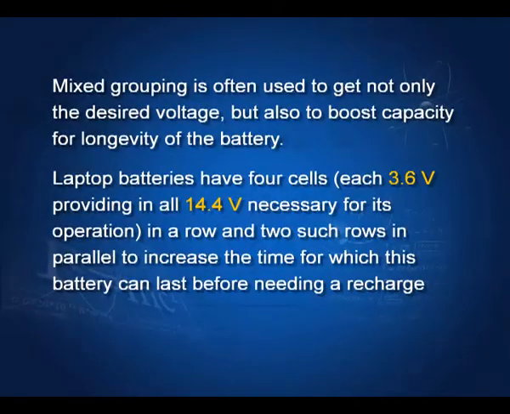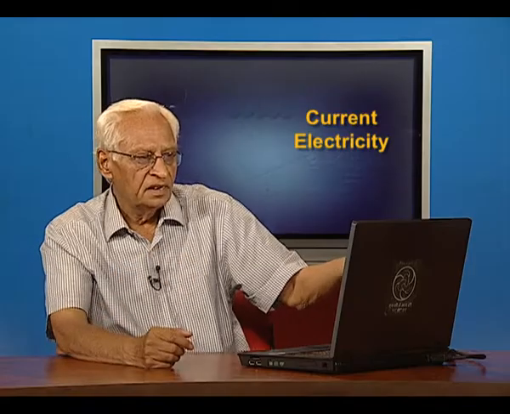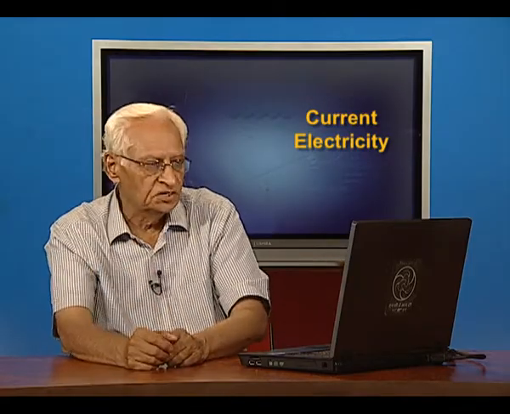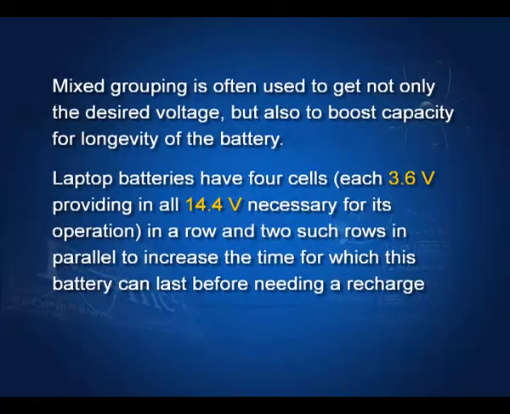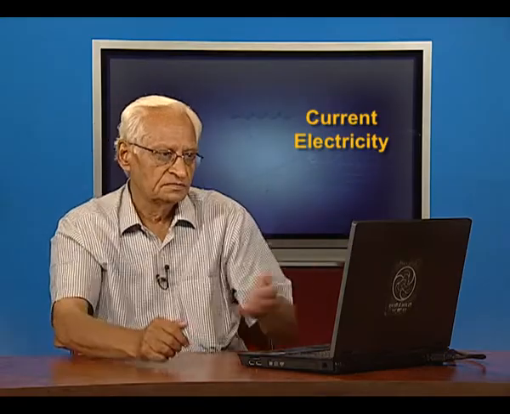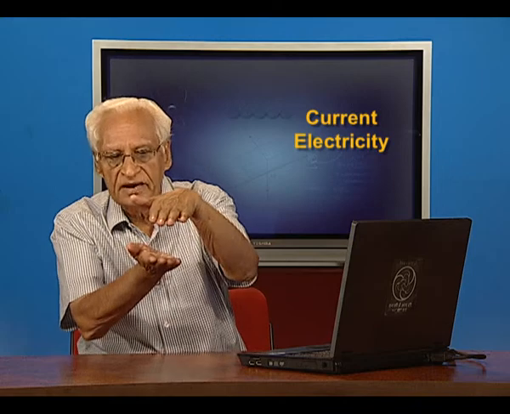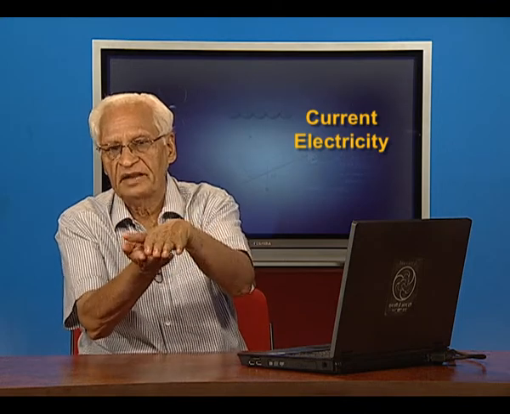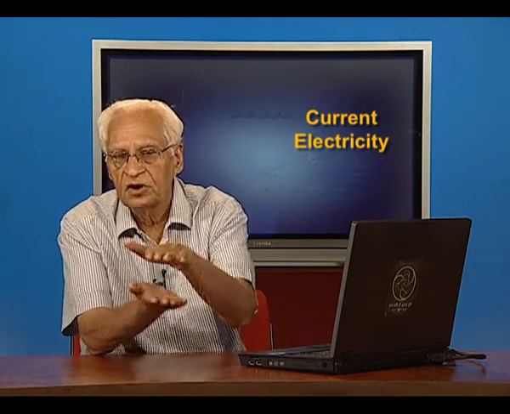Mixed grouping is often used to get not only the desired voltage, but also to boost the capacity for longevity of the battery. If you use laptops, then if you see the battery that it uses, you will find that laptop batteries have 4 cells, each of 3.6 volts, providing 14.4 volts for its operation in a row, and then there are 2 rows to boost the capacity, so that the battery lasts for a longer time. You can work with the laptop for a longer time.